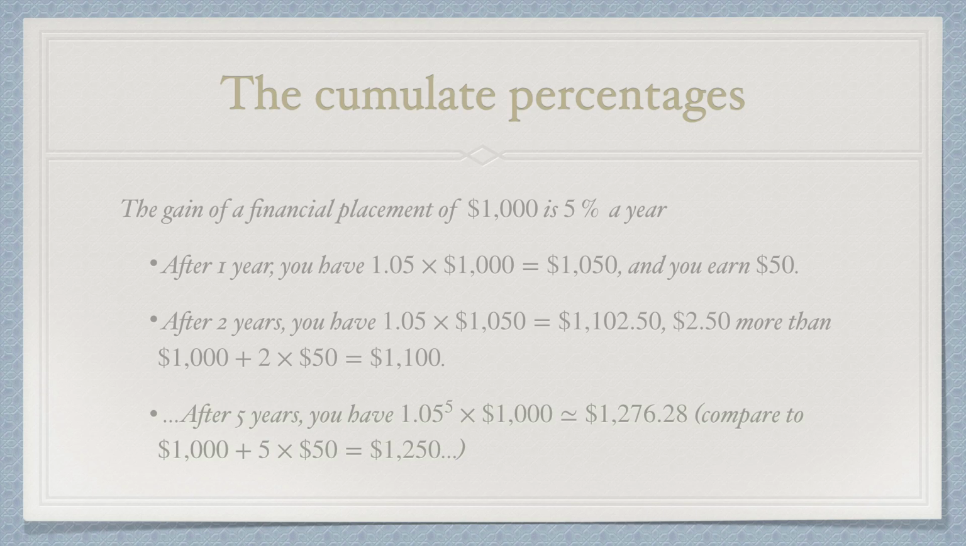And after 5 years, you have 1.05 to the power 5, multiplied by itself 5 times, multiplied by $1,000, that is approximately $1,276.28, to be compared to 1,250 if you add only 5 times the gain of the first year.